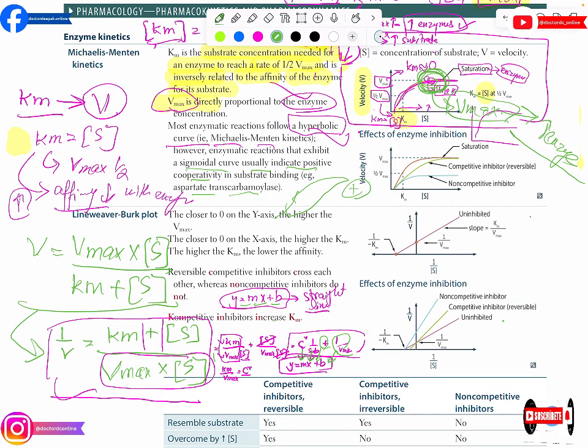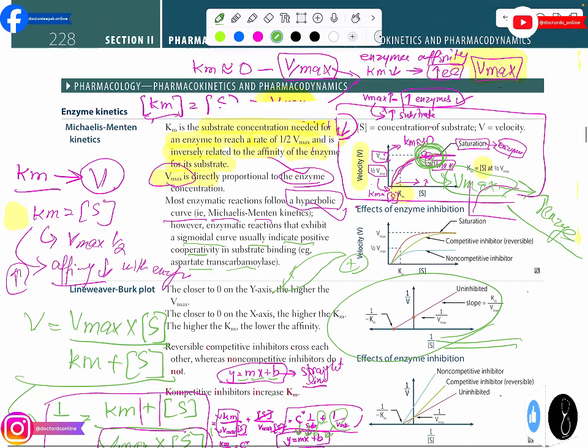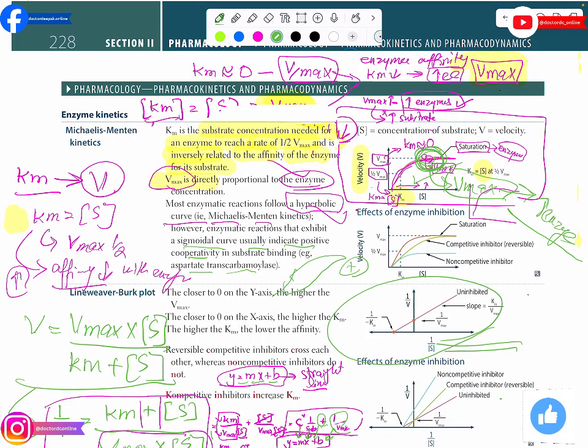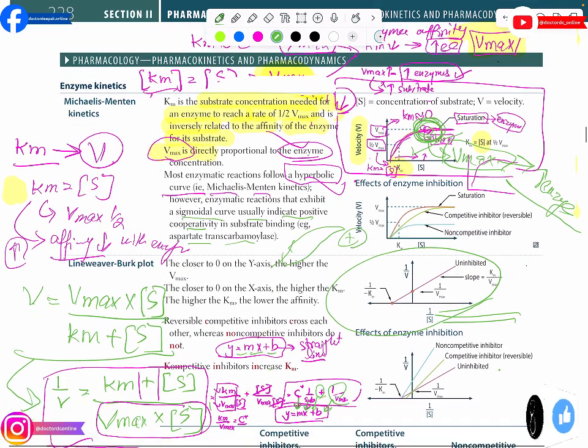So after this equation, we are getting a hyperbolic graph into a straight line graph. This is the same graph that we are doing here, but after putting the Lineweaver-Burk plot, it will convert into a straight line graph. And it is an easier way to get the value of Km. How will we calculate the Km?